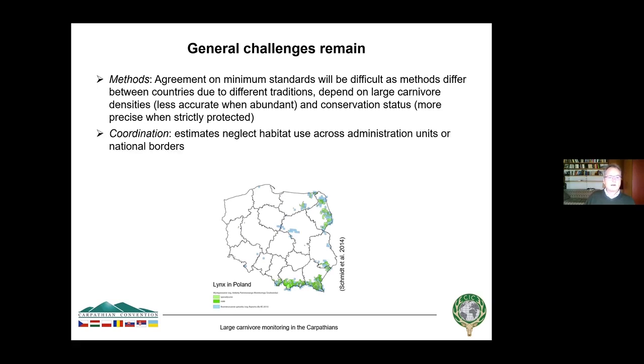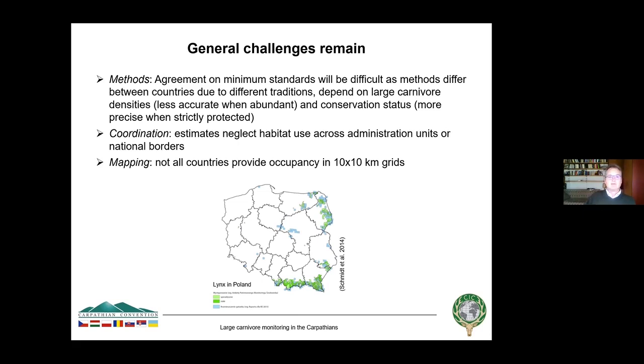Another challenge is the coordination. The estimates given by the national countries neglect habitat use across administration units or national borders. So as an example here, you have the lynx in Poland. And in the report, they say, okay, these are not really Polish lynx. They are shared with other countries, like with the Czech Republic, with Belarus, or some of the Baltic region. And then mapping. Not all countries provide occupancy in 10 by 10 kilometer grids. So it is not available in Serbia and in Ukraine, for example, those two countries which are not reporting to the European Union.